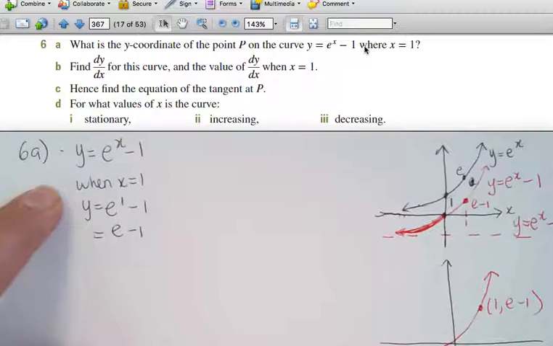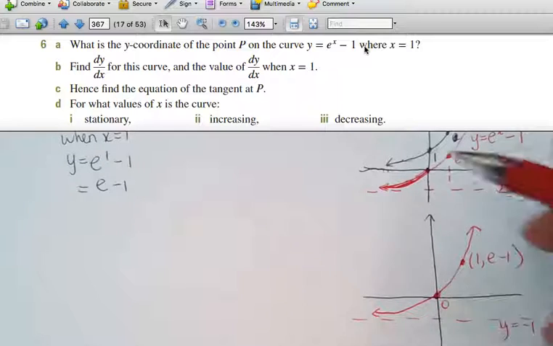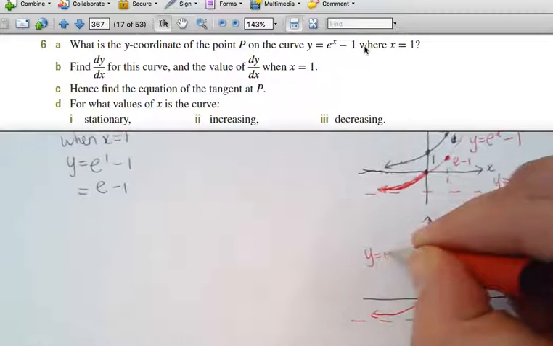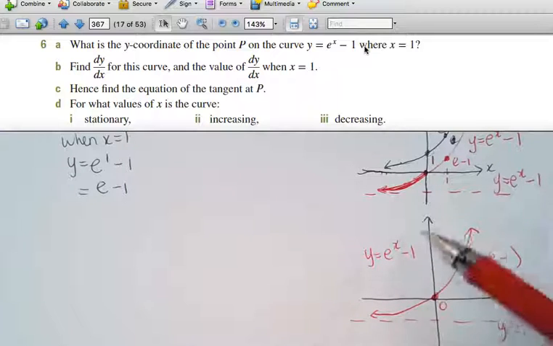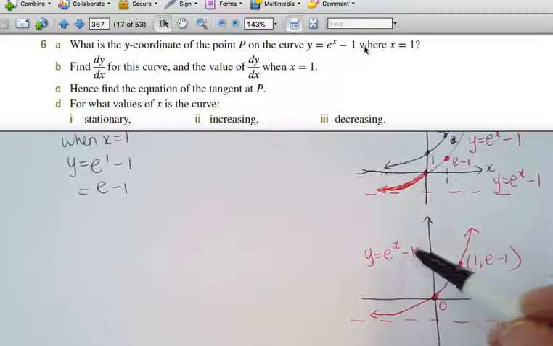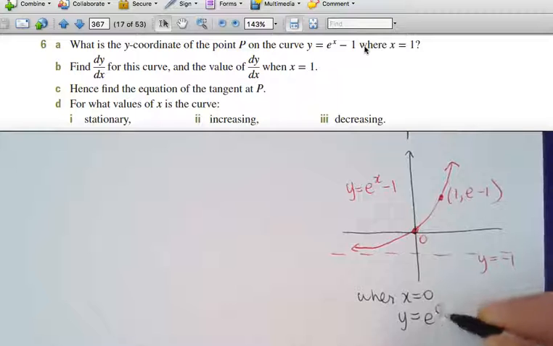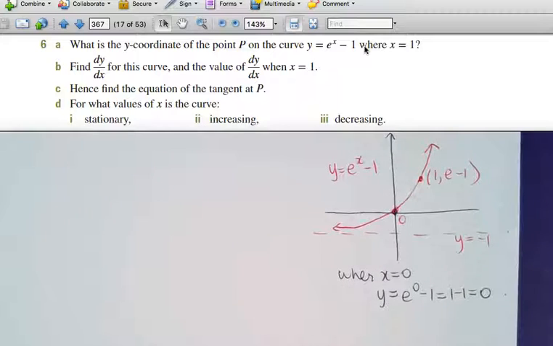Have you got part A? All right, so that's what my curve looks like. It actually passes through the origin as well because we said that it's shifted down 1 unit. Or you could look at the equation y equals e to the power of x minus 1. When x is 0, what do you get? E to the 0 is what? 1 minus 1 is 0. So for that curve, when x is 0, y is e to the 0 minus 1, which is 1 minus 1, which is 0. That's why the curve passes through 0, 0. Okay? So I need to move up.